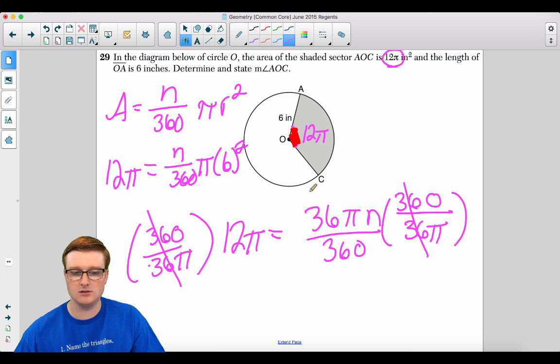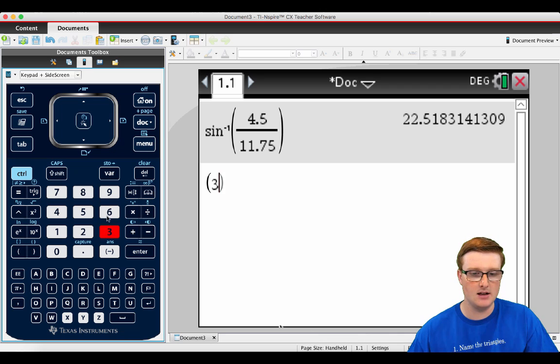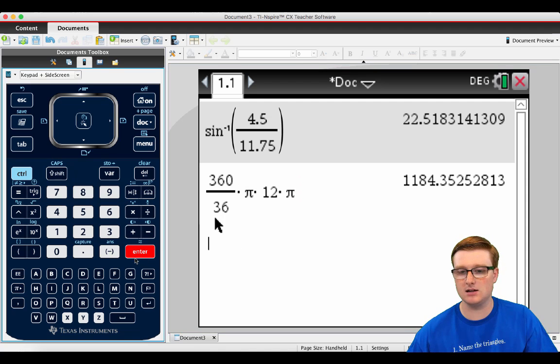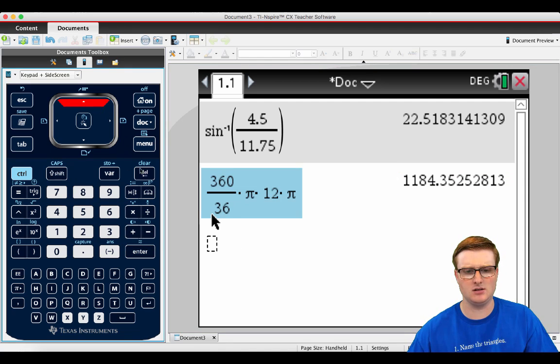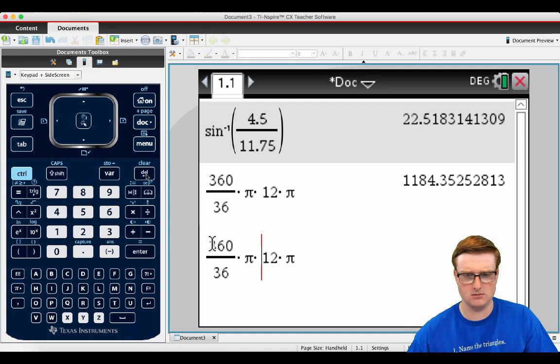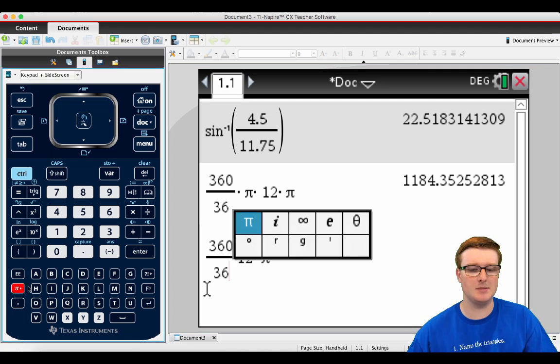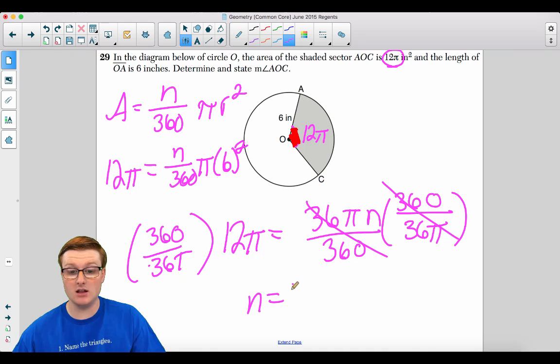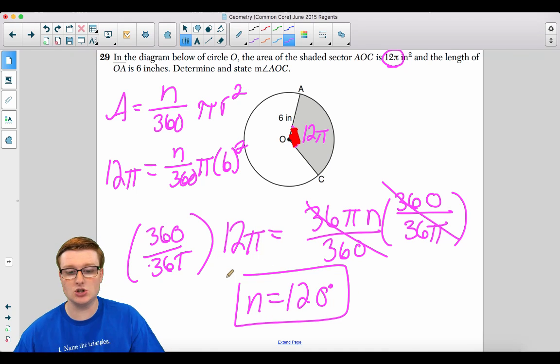These cancel. No, I'm sorry. Only the right side cancels. This cancels with this, and you get n is equal to, now when you type this into your calculator, what do we get? 360 divided by 36 pi times 12 pi. And we get, I'm sorry, that's not the right answer. Why did it do that? Sorry, pi should be in the denominator. I don't know why that happened. So the answer is 120. The measure of angle n is 120 degrees.